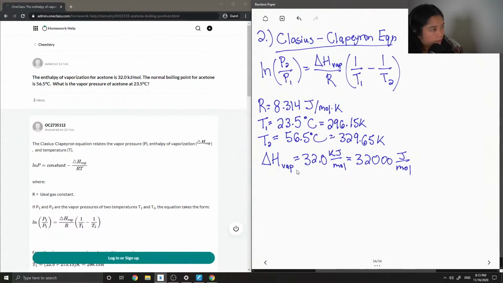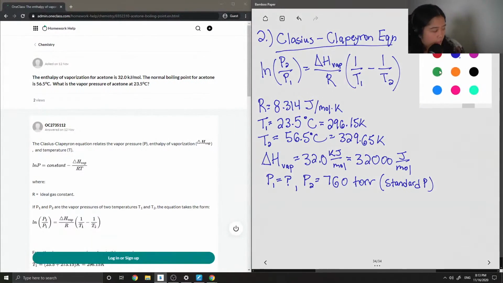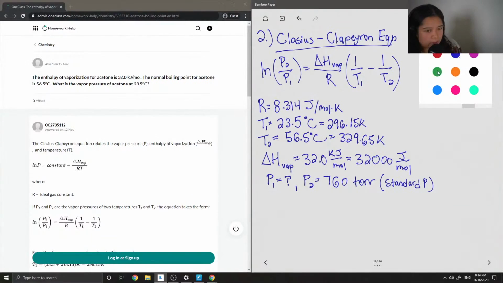Okay, so we are looking for vapor pressure. So P1 is equal to question mark. And we assume this started at standard pressure, which is 760 torr. Okay, so I'll just put in brackets standard pressure. Okay, so now we can put all these values into the equation.